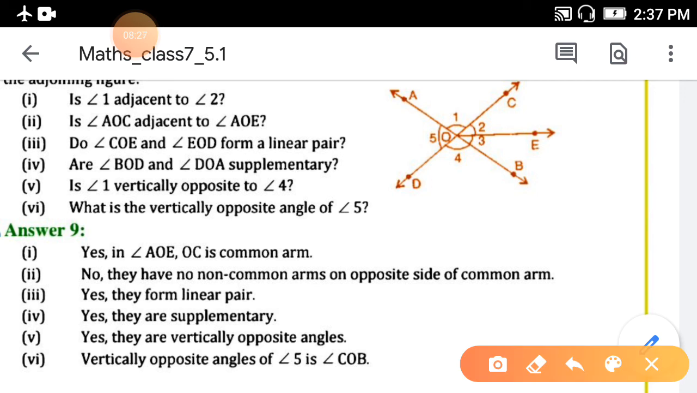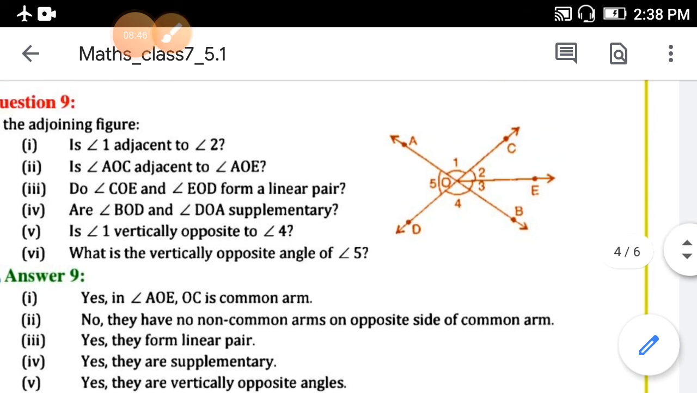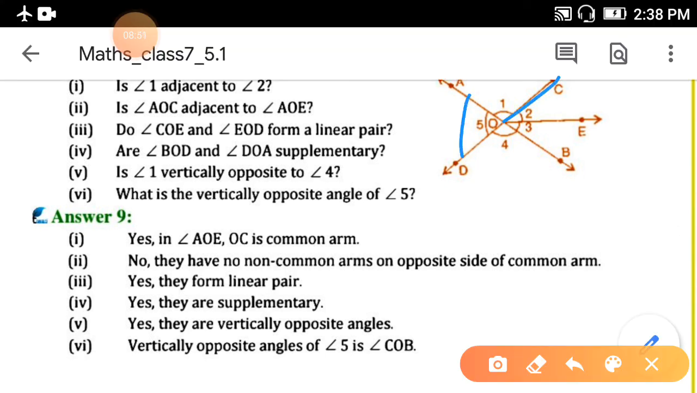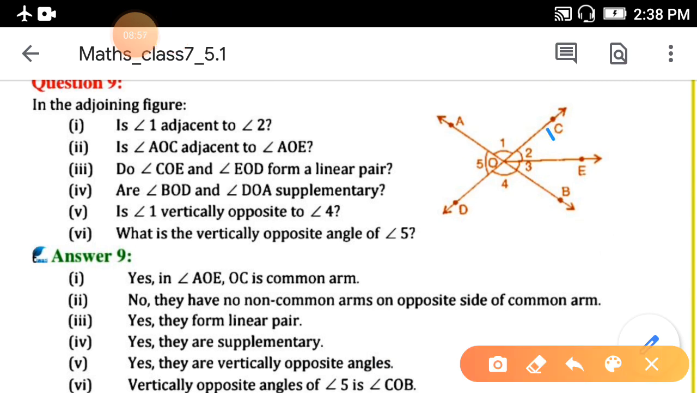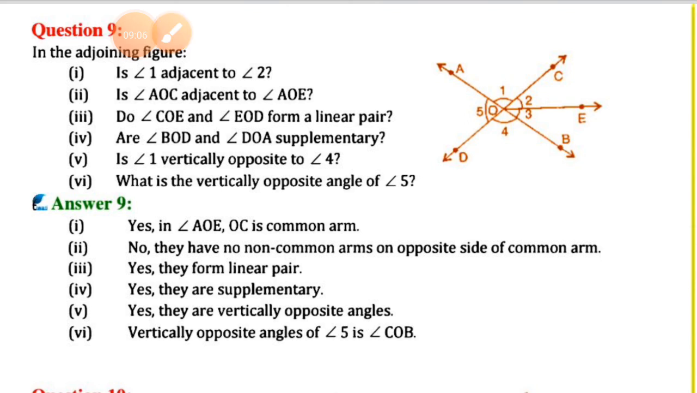Fifth one, is angle 1 vertically opposite to angle 4? Yes. You can see that these lines are intersecting each other. So angle 1 and 4 are vertically opposite. Sixth one, what is the vertically opposite angle of 5? Here is angle 5. So its vertically opposite angle is COB. Why is it written COB? Because the common angle is not given here. 2 and 3 are given, but like that, angle 6 is not given. So in the form of COB, that also you can write.